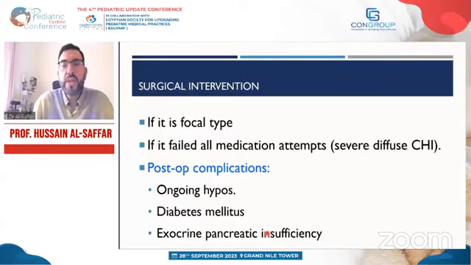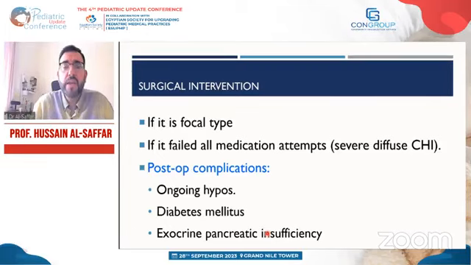Now we move to non-medical therapy, which is taking the patient to surgery, and we do this if it's a focal type. We will identify the focus that is leading to production of high insulin by having the FDOPA scan, which is a type of PET CT scan. If you identify the area that is producing too much insulin, the patient can be taken to an expert surgeon who is able to get that focus out, and usually the patient will be cured by the surgery.